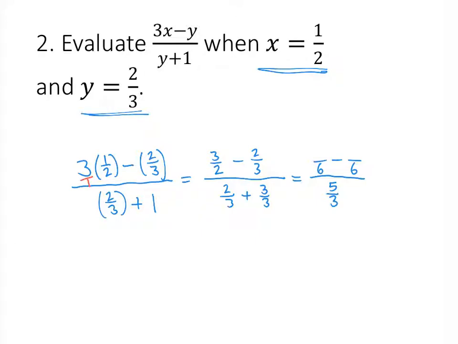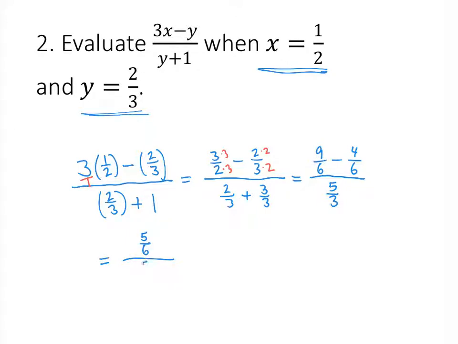To convert 3/2 to 6ths, we multiply top and bottom by 3. So that gives us 9/6. And then to convert 2/3 to 6ths, we multiply top and bottom by 2. That gives us 4/6. So here I multiplied top and bottom by 3, and here I multiplied top and bottom by 2 to get 6 on the bottom of both of those fractions. Now that we have a common denominator on the top, 9/6 minus 4/6 is 5/6.